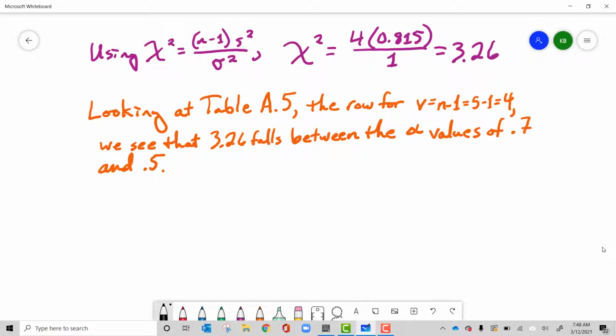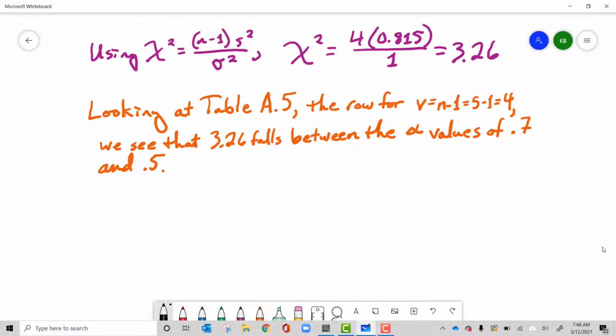So we're going to see that 3.26 falls between the alpha values of 0.7 and 0.5. Well, then there's the question of what do these alpha values mean, and is that good? Is that bad? Well, it's good. It's kind of saying that 3.26 falls pretty near the middle.